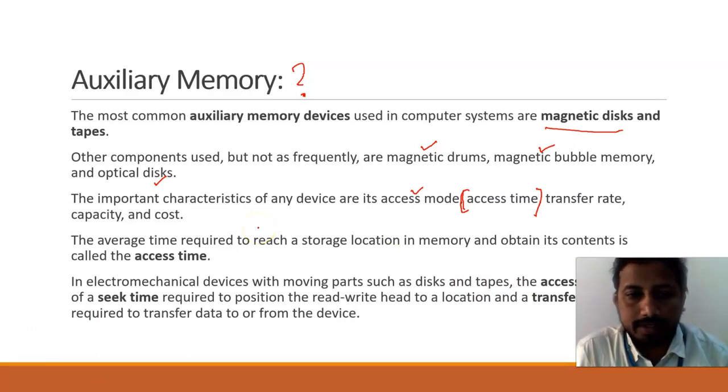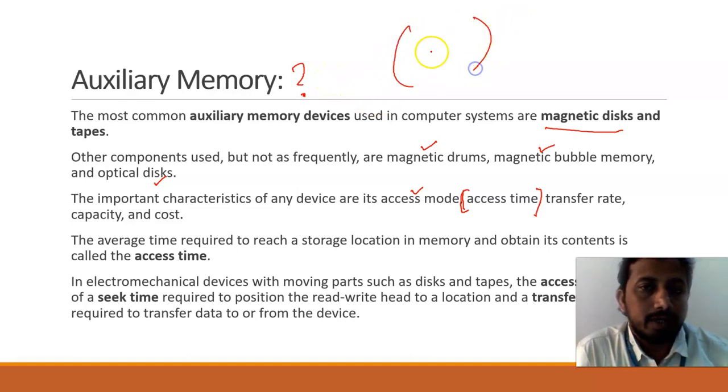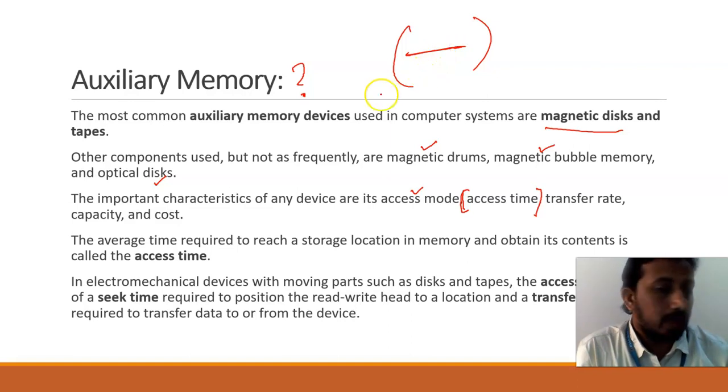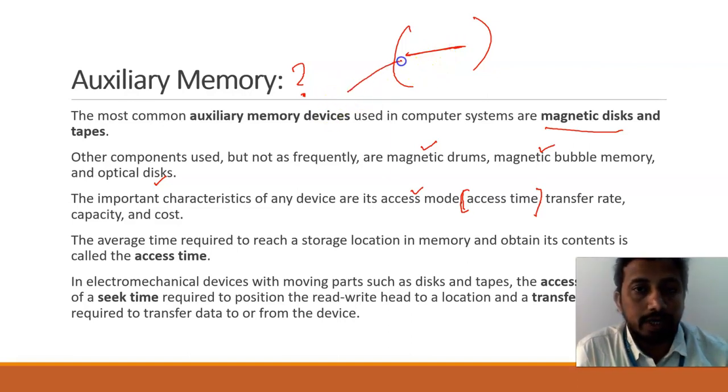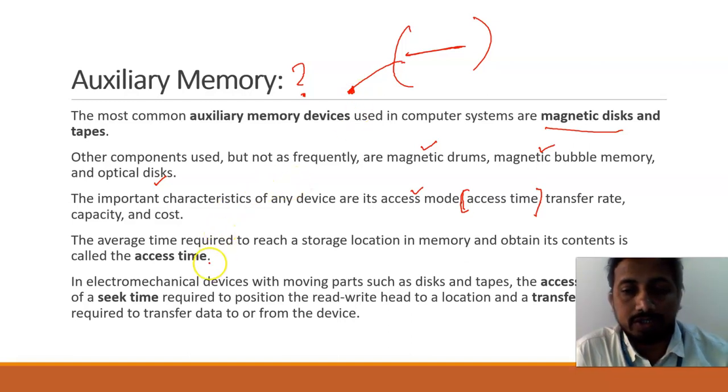Now coming to the access time. Access time is the average time required to reach the storage location in the memory and obtain its content. Mean to say, there is some memory storage, and some data is being stored. So what is the time required to go to that location, take the data and come back to the main memory, wherever the memory read operation has been called? This is called the access time.